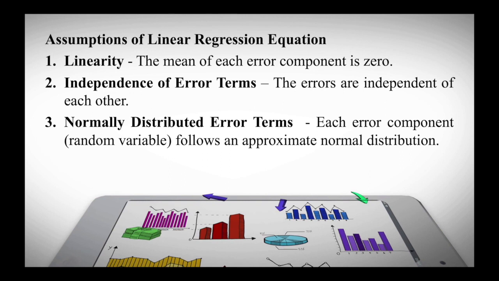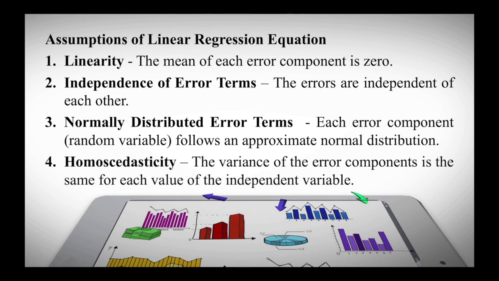And next, we have the fourth one and the last one, homoscedasticity. When we say homoscedasticity, the variance of the error components is the same for each value of the independent variable. The variance is the same from start to end. Sometimes in linear regression the variance in the first part of the dataset is small, then when the values get larger, for example if positively correlated, the variance of the error component also gets larger and larger.